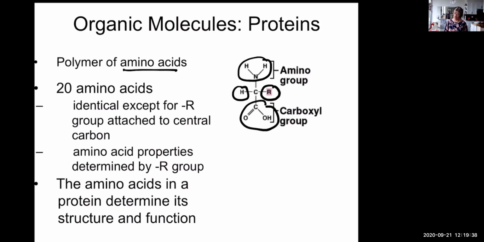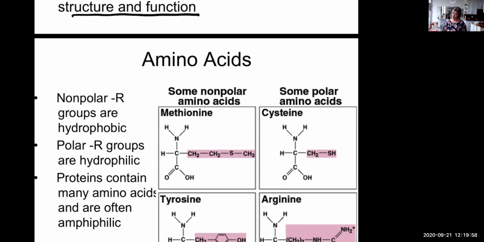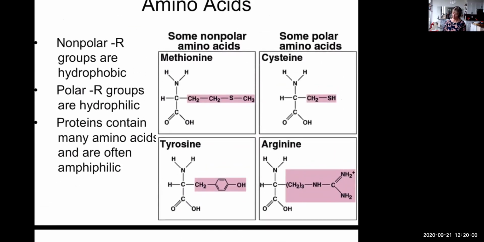So the property then, because they're the same in every other way, is determined by the R group. And the amino acids determine a protein's structure and function. Which amino acids are present and in which order. Very important, in which order. So what are amino acids? They're organic molecules.